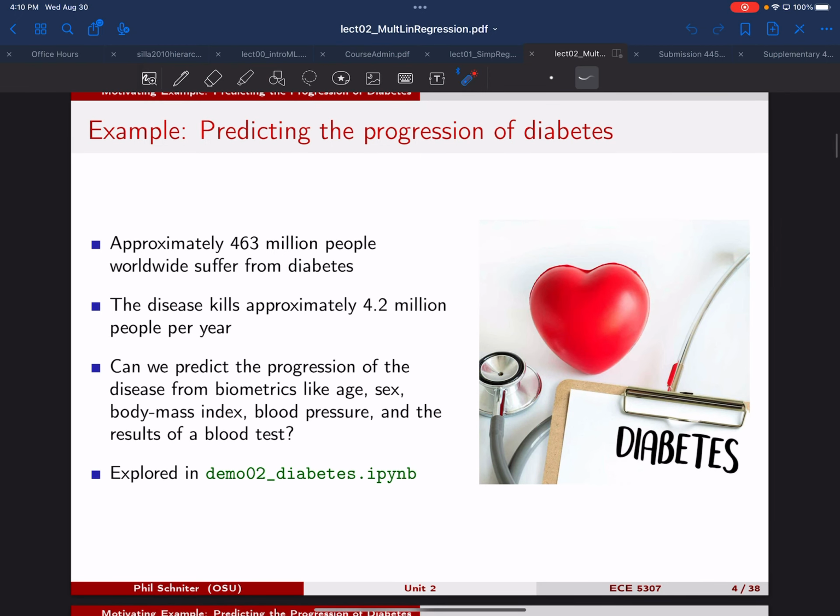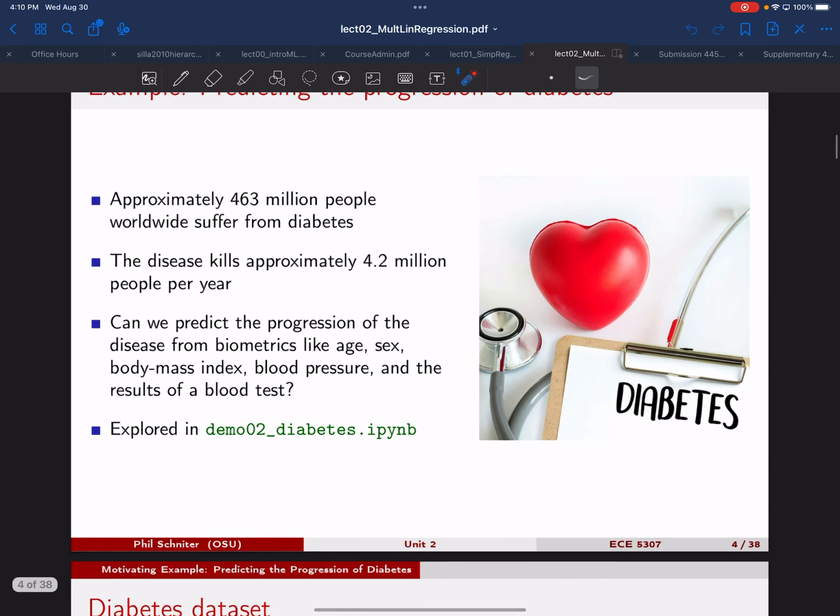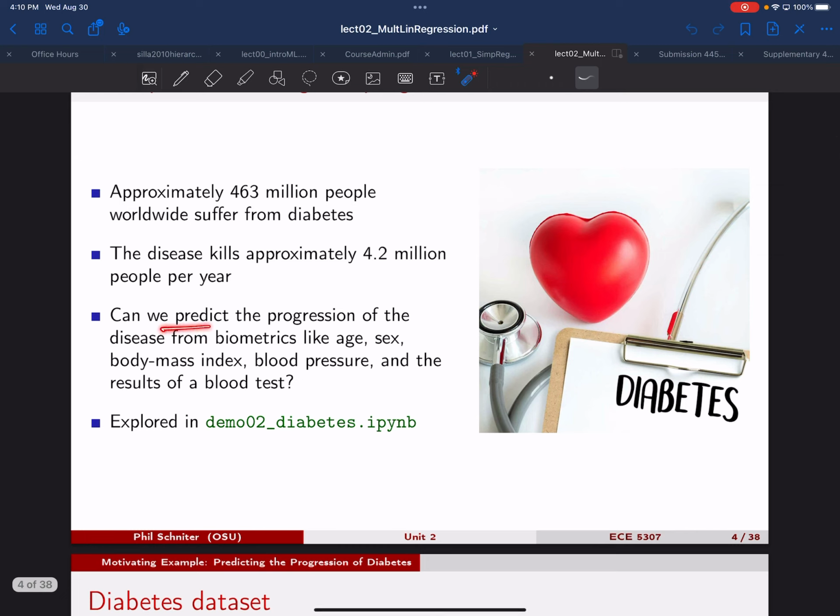So the demo or the practical problem we're trying to solve through this lecture is predicting the progression of diabetes. Diabetes is an important disease. Kills a lot of people. So the question is, can we predict the progression of the disease from biometrics like age, sex, body mass index, blood pressure, and the results of a blood test?